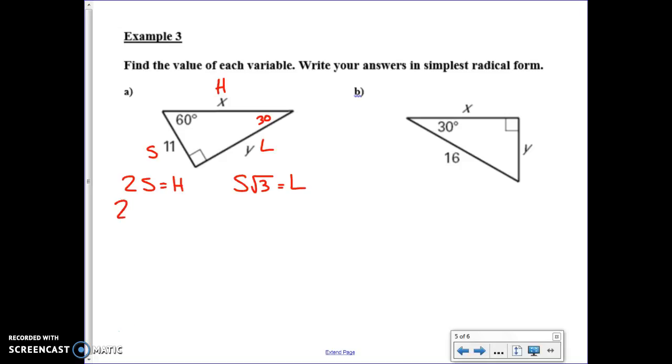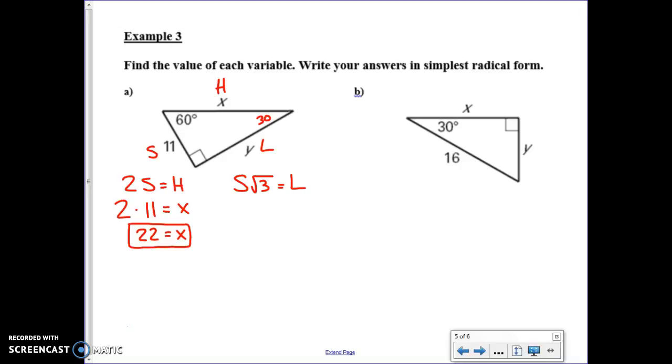So I'm going to bring down 2. The short leg is 11. So 2 times 11 equals the hypotenuse of x. So then 2 times 11 is 22. So our x value here is 22.